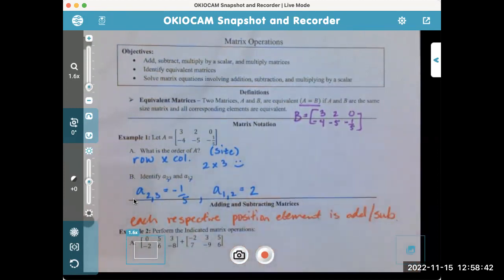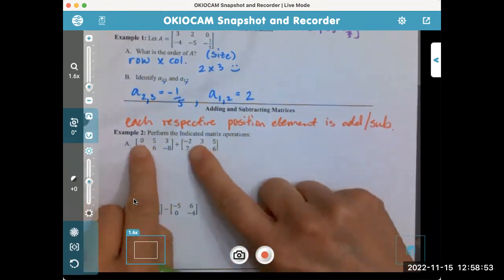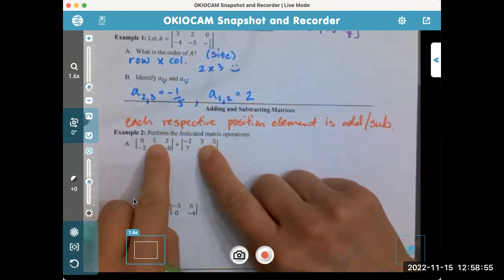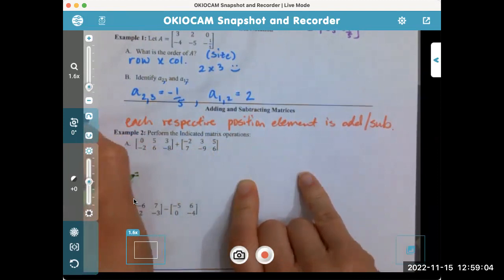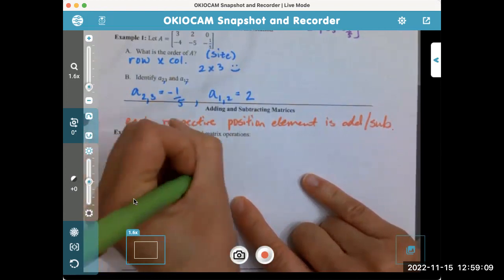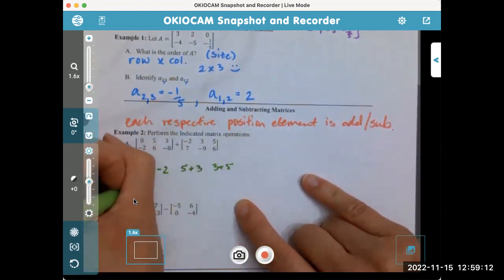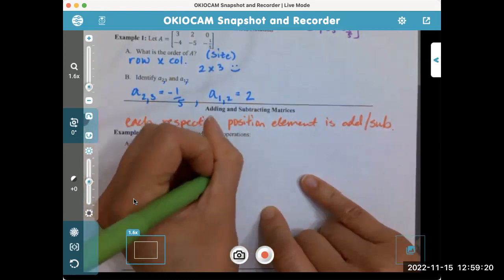So if I'm looking at example 2, if we're adding these 2 matrices together, it's literally just top left, those get added together. Then you just respectively, like if you want to move to the right, those 2 get added together, then these 2, and so on and so forth. So we would have 0 minus 2, 5 plus 3, 3 plus 5. You don't have to do this. I'm just being a bit extra, throwing emphasis on exactly what is done here.